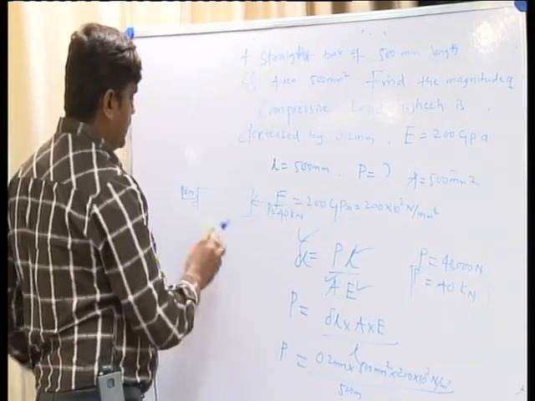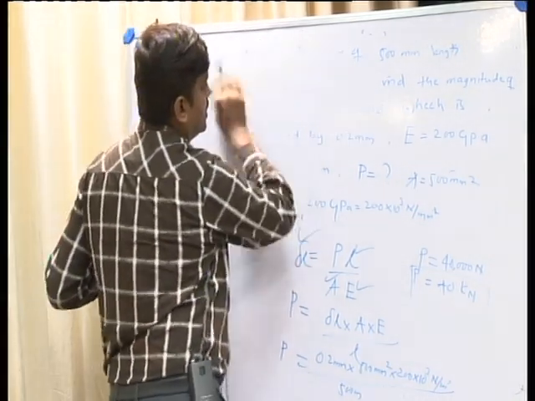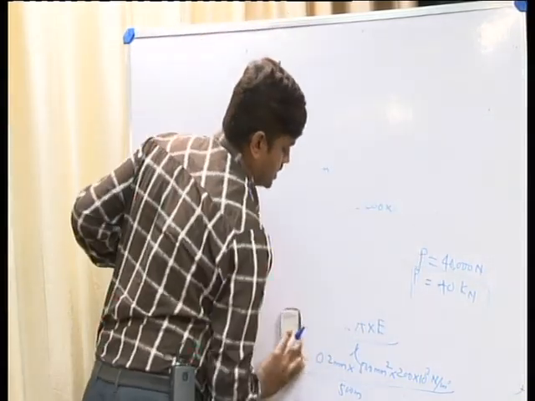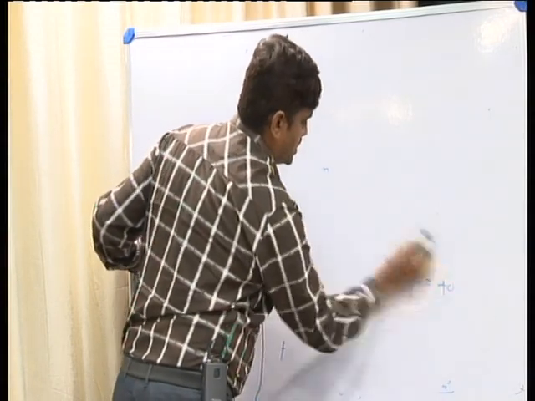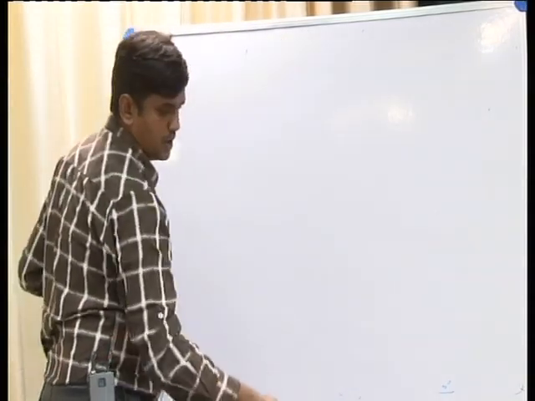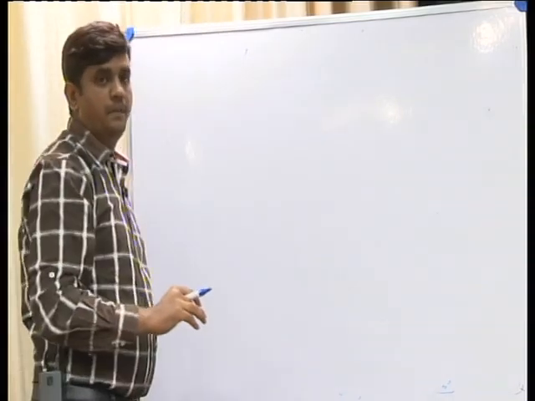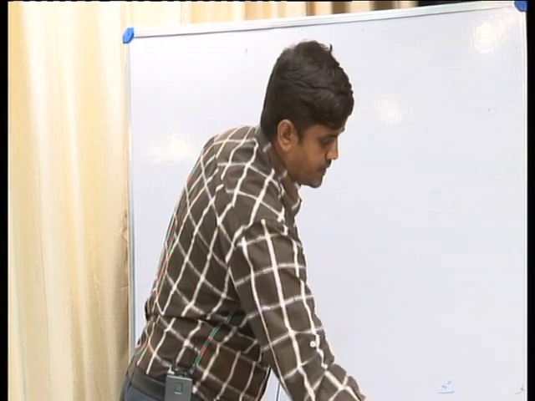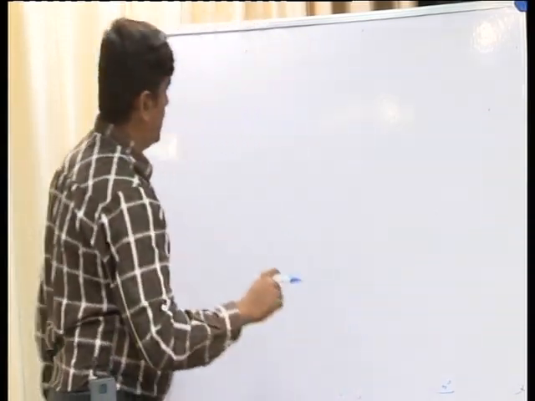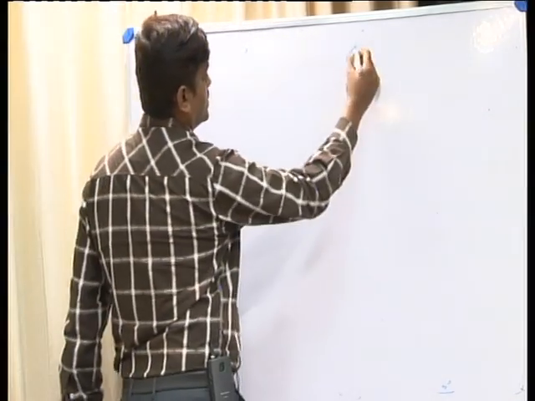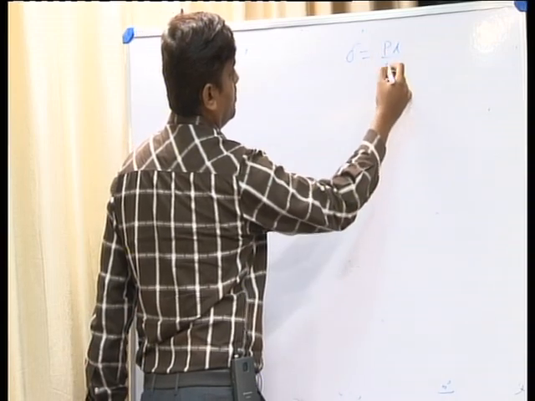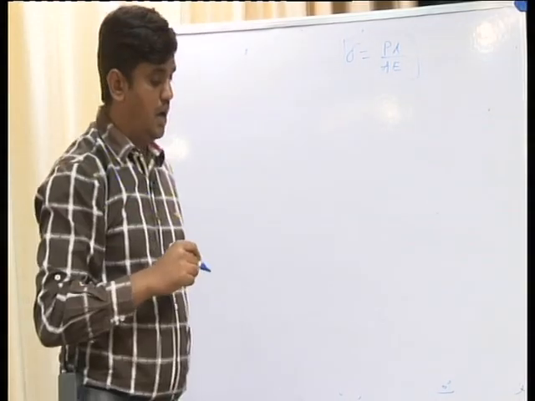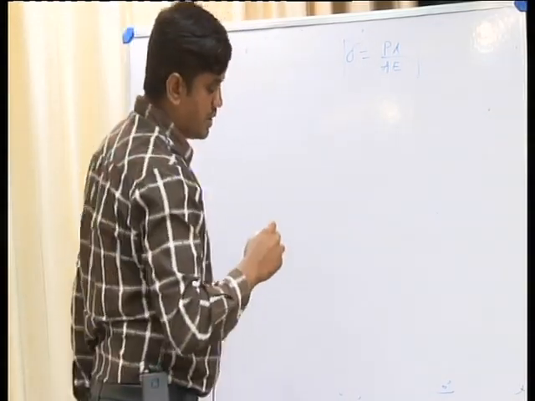So for any given problem, there will be one unknown value. With that, convert the units in the form of Newton, kilonewton to Newton, meter to mm, and if we remember this formula, PL by AE, using this relation we can calculate any unknown. Now quickly we will solve one more problem.